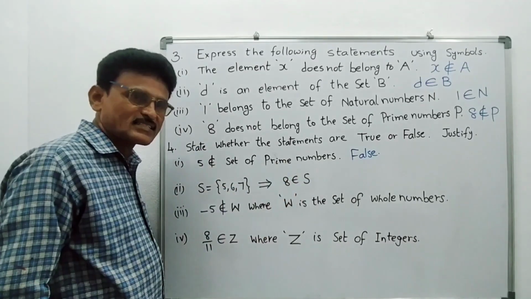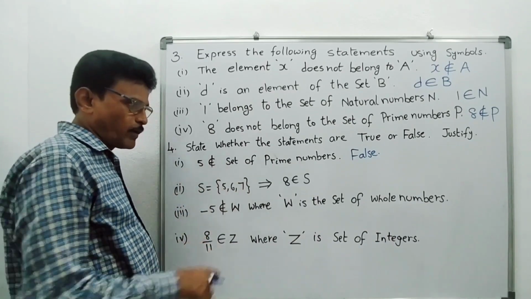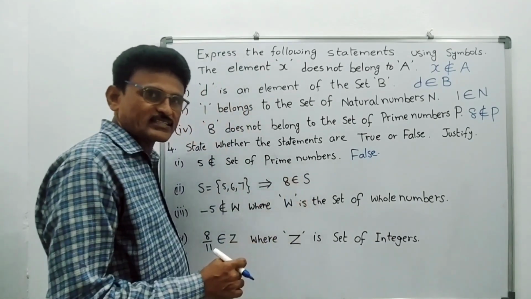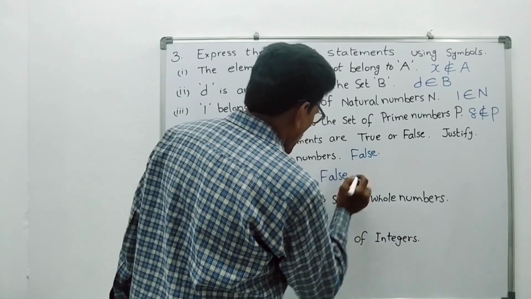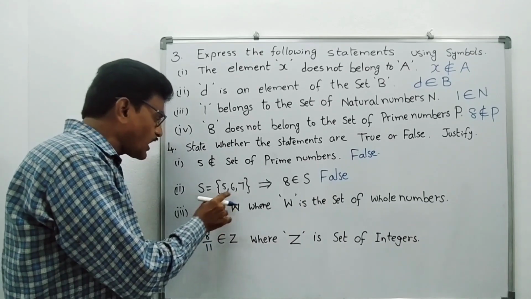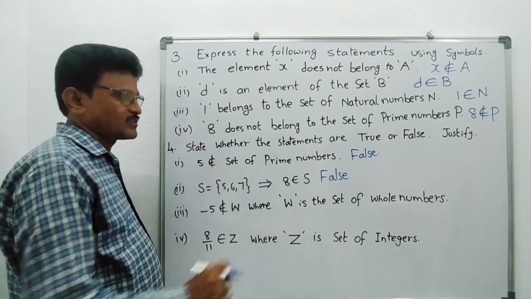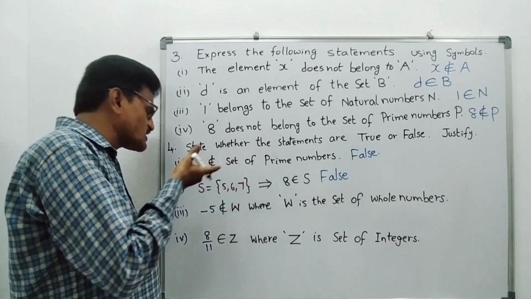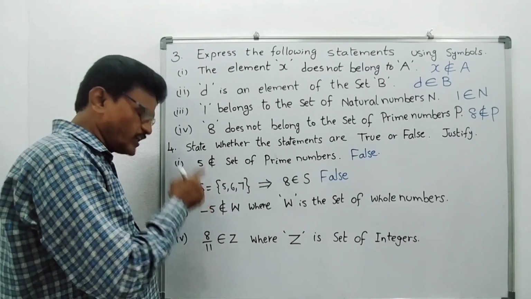8 belongs to S. Read S once again. 5, 6, 7. 8 is not there. But here he mentioned 8 belongs to S. It is false. Okay? This one is false. Why is it false? We have to write the reason. Because 8 is not an element of set S. It is not existing in set S. Like that also you can write.